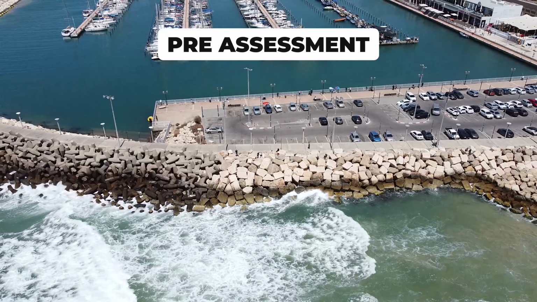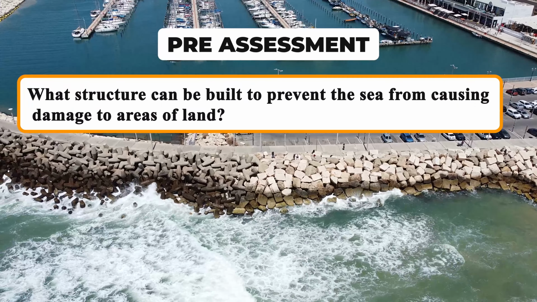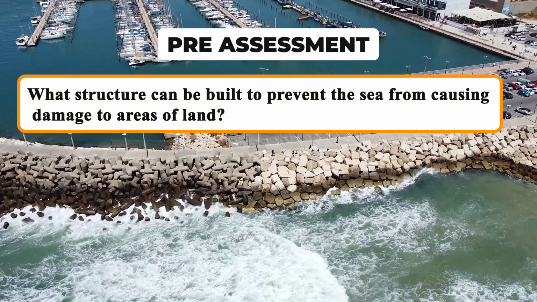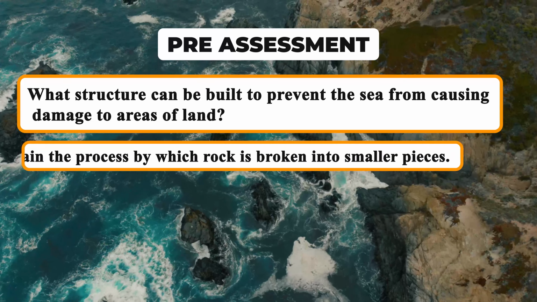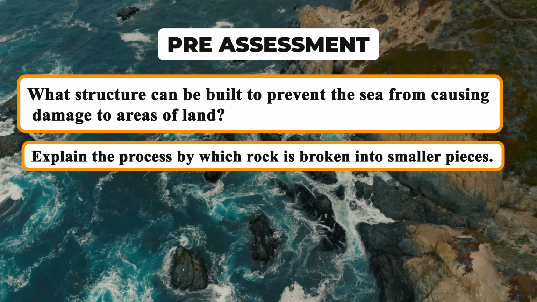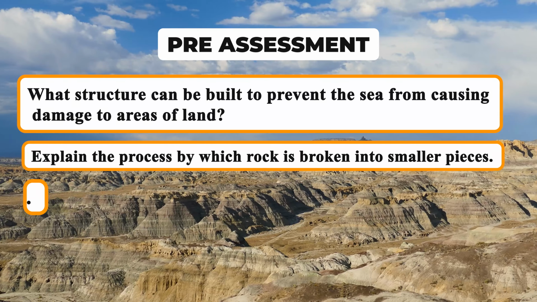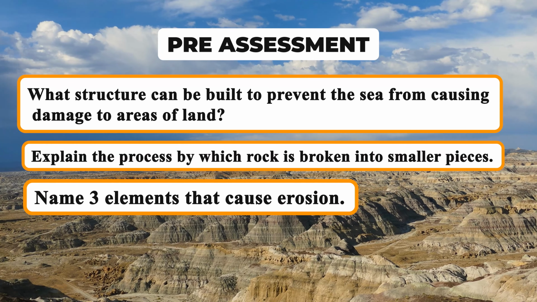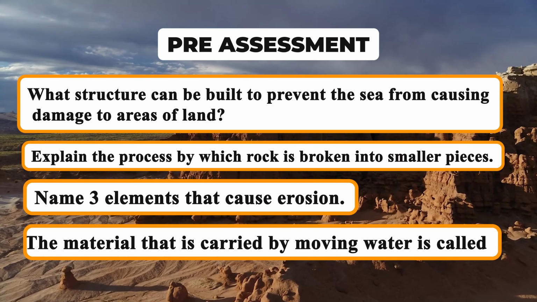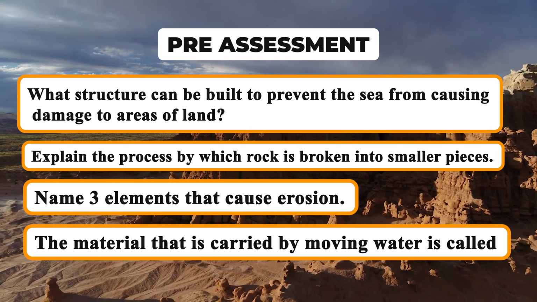Pre-assessment. What structure can be built to prevent the sea from causing damage to areas of land? Explain the process by which rock is broken into smaller pieces. Name 3 elements that can cause erosion. The material that is carried by moving water is called.